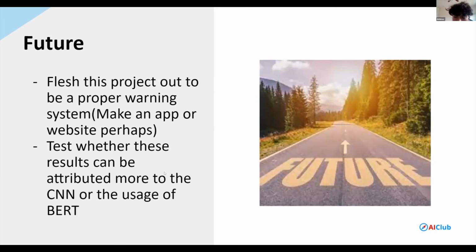All right, so for the future, I'd like to flesh this project out more so that it can be a more proper warning system for natural disasters, maybe make it a proper app or website, because essentially the goal for this project is to make a system for people who don't keep up to date with the news and whatnot, right? These people might not typically be aware of these sorts of things, natural disasters and all that. And so this would be a good early warning system.